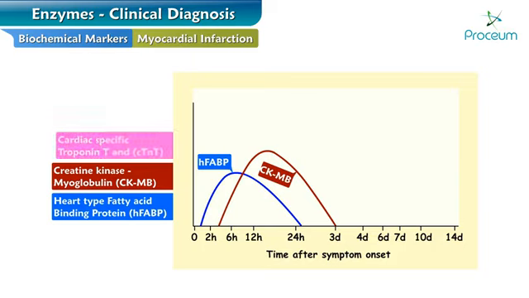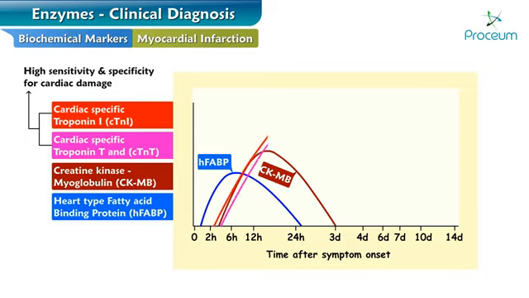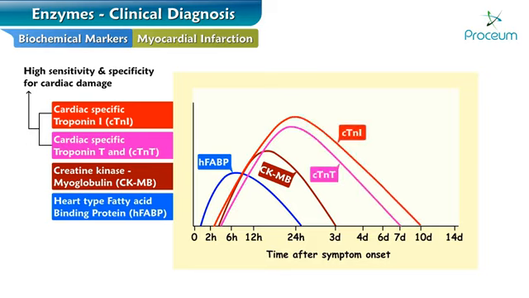The third indicator is cardiac-specific troponin T, cTnT, and cardiac-specific troponin I, or cTnI. Cardiac protein, highly sensitive and specific for cardiac damage, appears in plasma 3 to 5 hours following chest pain, reaches peak activity at 12 to 24 hours, and takes about 7 to 10 days to reach normal levels.